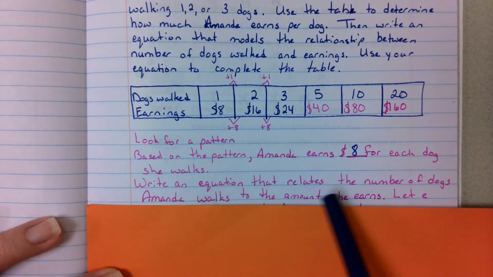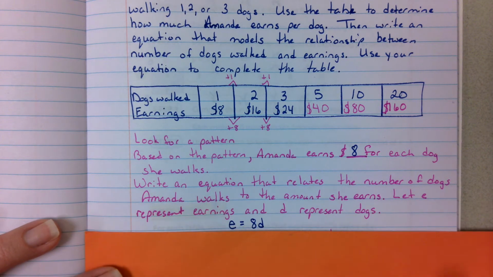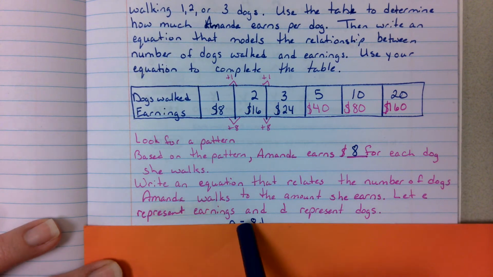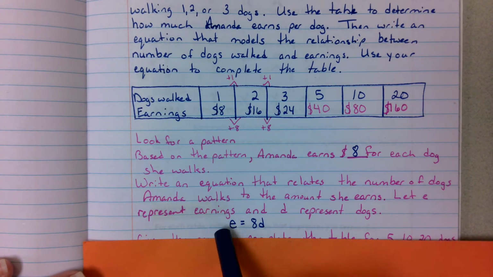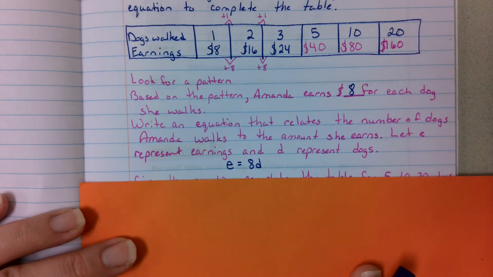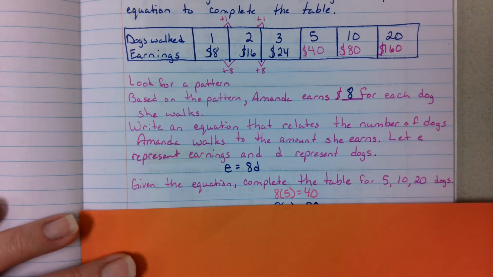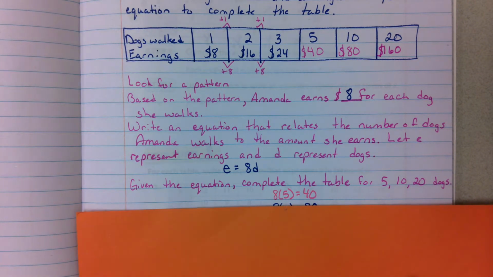So I'm going to write an equation that relates the number of dogs Amanda walks to the amount she earns. We're going to let E represent earnings and D represent dogs. So she is earning $8 per dog, so E equals 8D. Then, given our equation, we're going to complete the table for 5, 10, and 20 dogs.